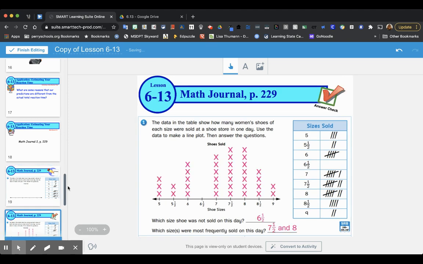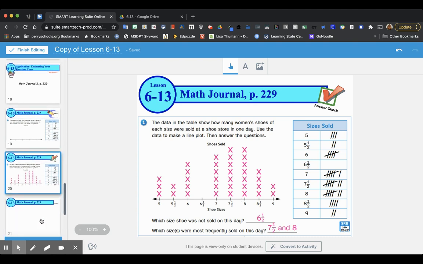Okay, here's the line plot using the data to the right. And you can see that the size 6.5 was not sold on that day, and sizes 7.5 and 8 were the most frequently. They sold the same amount, but they sold the most.